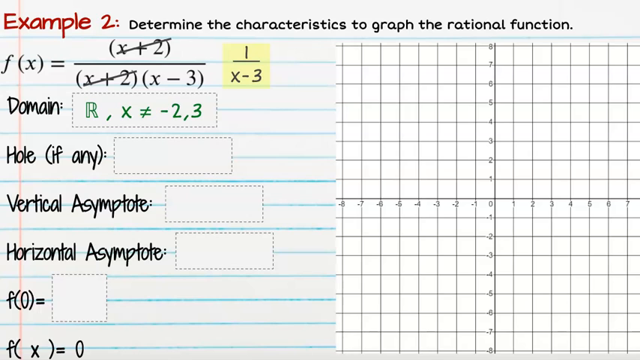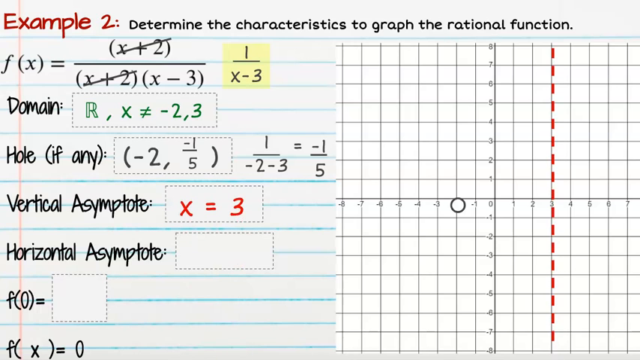Now speaking of the factors of x plus 2, that tells us that we must have a hole at -2. But now we need the y-coordinate. So let's substitute -2 back into the simplified function. We find that it's -2, -1/5. The remaining factor in the denominator gives us our vertical asymptote. X equals 3, because 3 makes it equal 0.